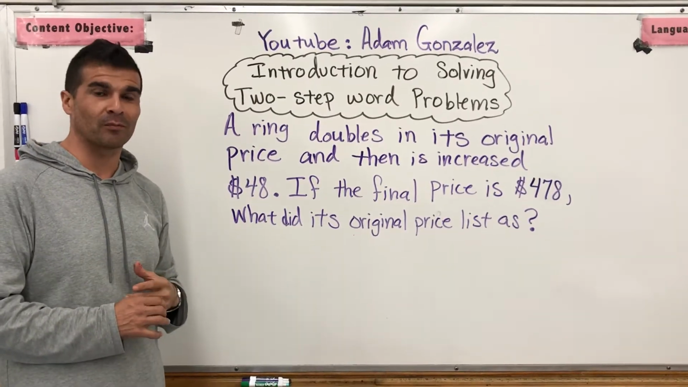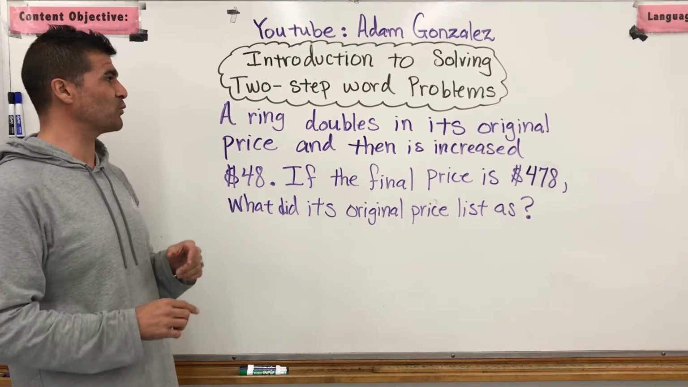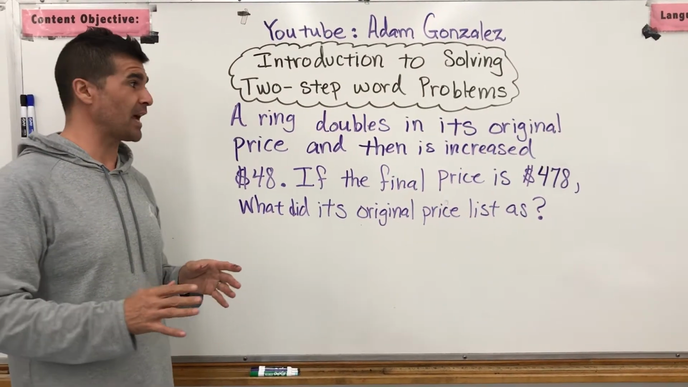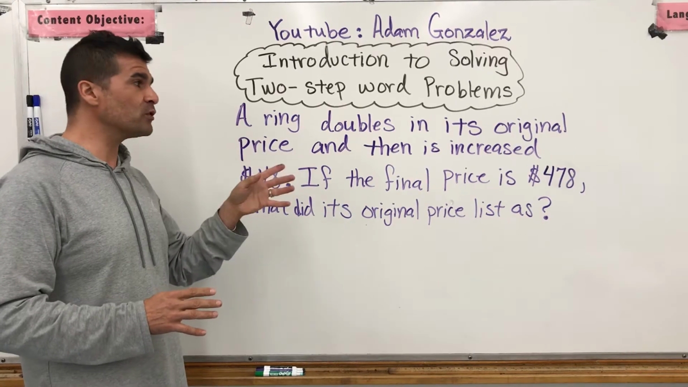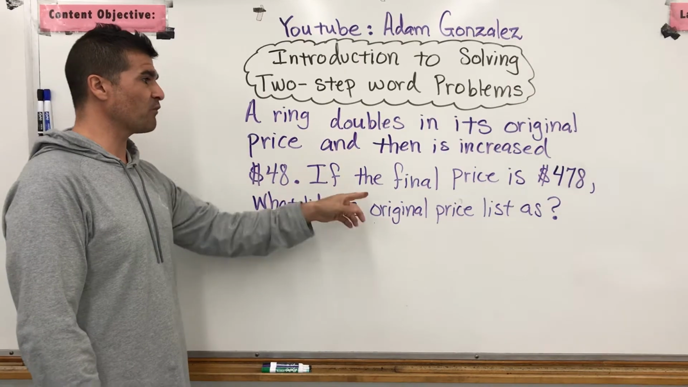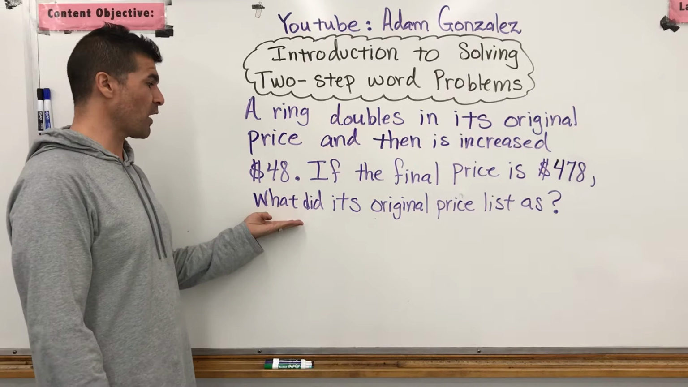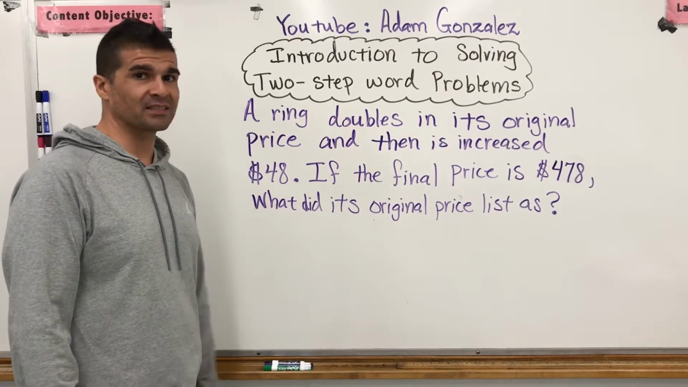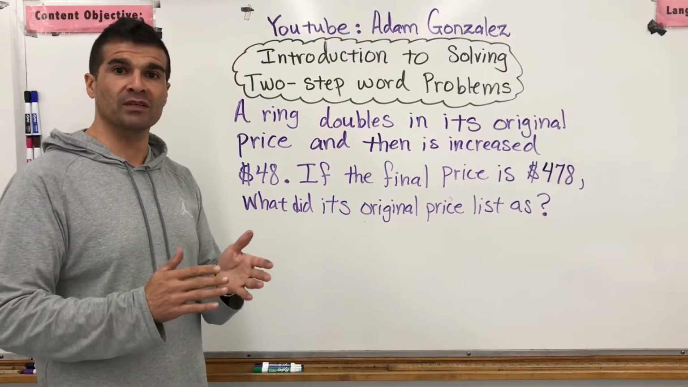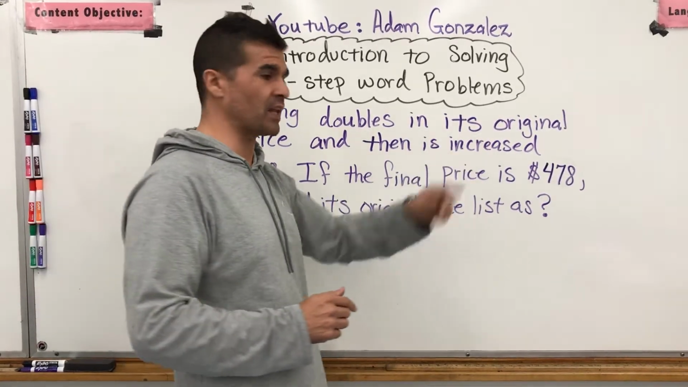We're doing the introduction to solving two-step word problems. So this is really for next week's class more than anything else. But here we have a situation where a ring is going to double in its original price. Whatever this original price started at, it's now going to be double. After you double it, it then increased another $48, so that the final price is $478. And we need to figure out what its original price was listed as. So whatever it was listed at, we know that it doubled, and we know after it doubled, it increased $48, and we know its final price was $478.